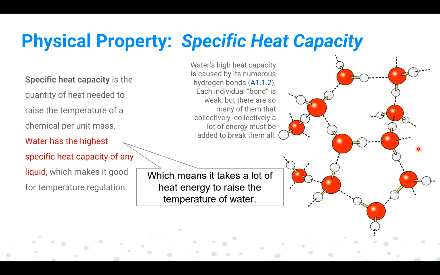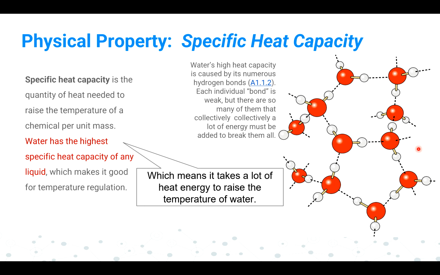Specific heat capacity. What is this? This is a property defined as the quantity of heat required to increase the temperature of a substance per unit mass. So water has the highest specific heat capacity of any liquid, which means it takes lots of heat to raise the temperature of water.